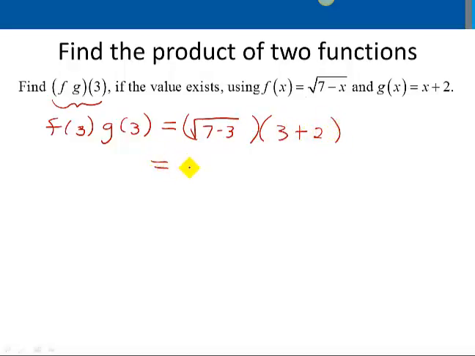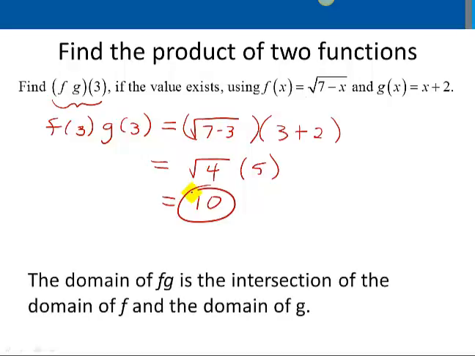That simplifies to the square root of 4 times 5. And the square root of 4 is equal to 2. 2 times 5 would give us a result of 10. What would be the domain of f times g of x here? Well, the domain of f times g is the intersection of the domain of f and the domain of g.